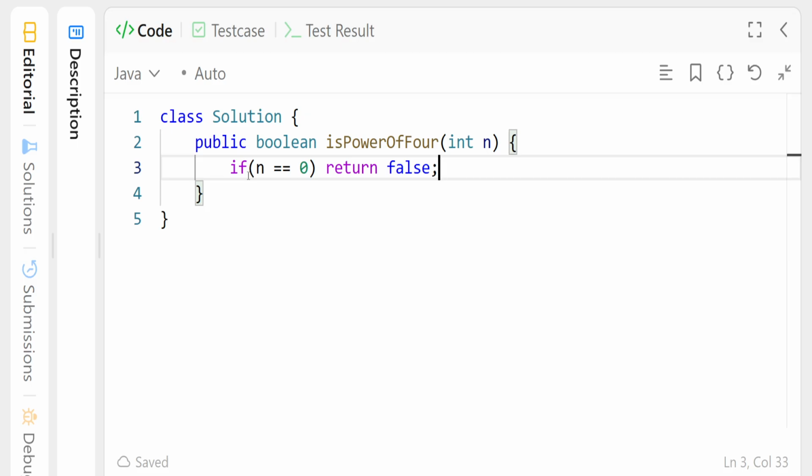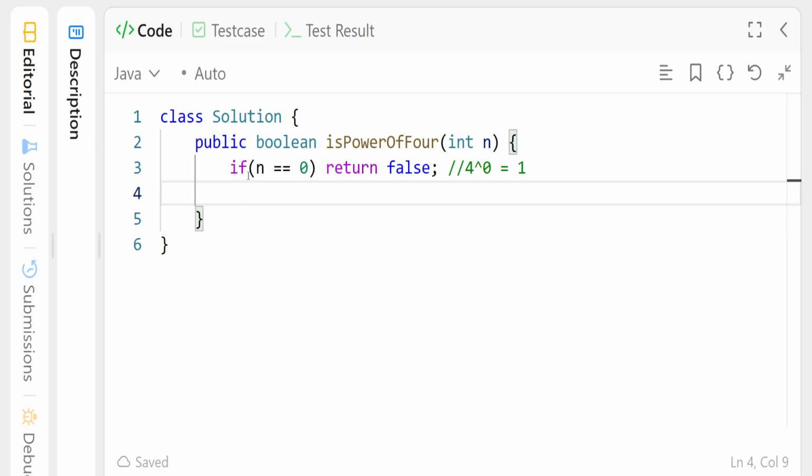Means 4 to the power 0. If we are writing 4 to the power 0 like this, we are getting 1. And we are saying if n equals 1, right? In this, what will we get? We'll return false. No, not false. This is not n, this is 0. Don't think much. It will give you 0, means return false, simply.